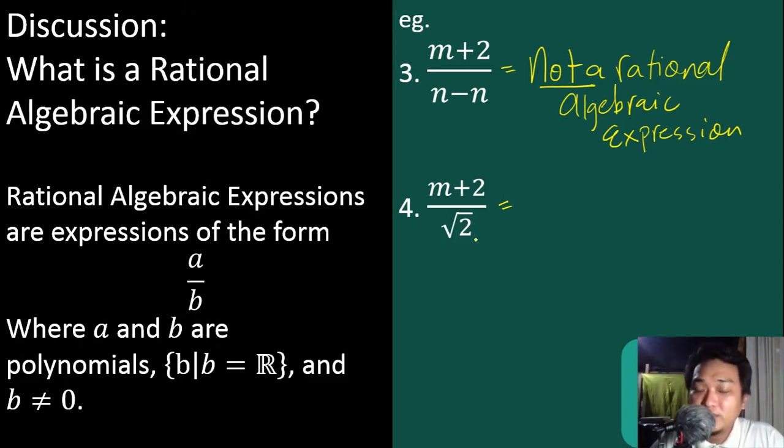I think the denominator is not 0, right? The denominator is still a real number, which is the square root of 2. Its value is a decimal. Please check on your calculator what the square root of 2 is.